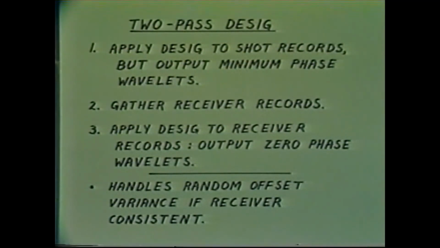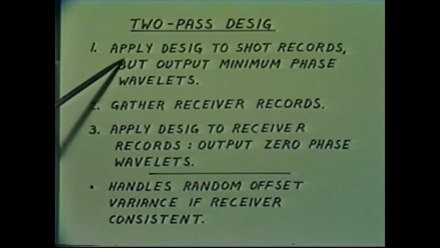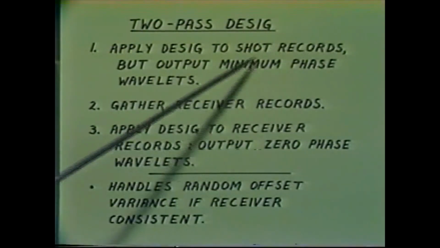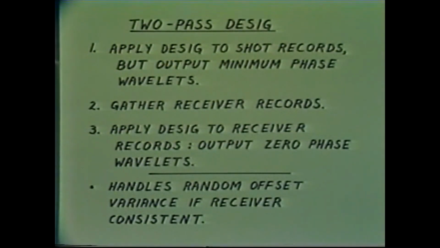Now the effect of these two steps is that the first one sees the effective wavelet that is common to all the common shot traces, whereas the second step sees the wavelet that is common to all common receiver traces. In other words, the wavelet which is determined by the characteristics at each receiver group. This effectively accomplishes an offset variant designature which will handle fairly rapid fluctuations or random variations from trace to trace.